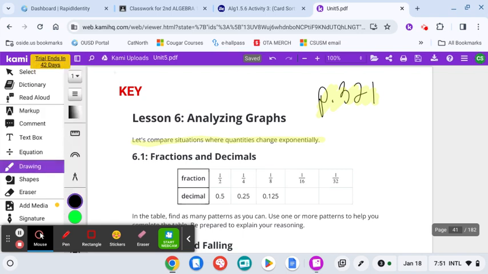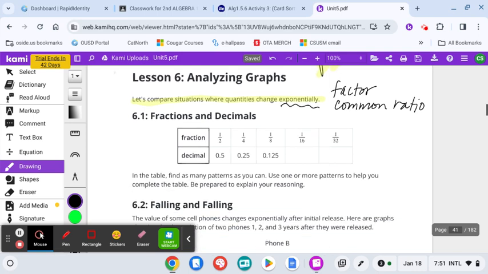Remember that for something to change exponentially, we're looking for it to have a common factor or a common ratio, the same thing that we're multiplying each time. If we see that common factor, that common ratio, we know we have an exponential. So they start out with a warm-up, fractions and decimals. And again, this is just a quick reminder of how we convert between the two.